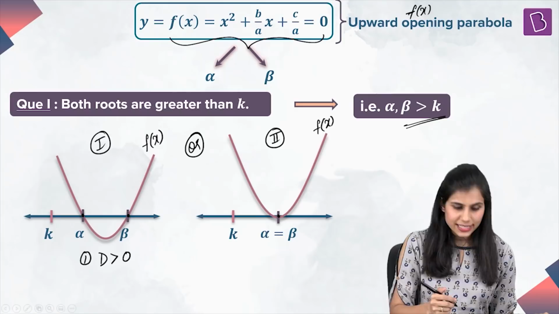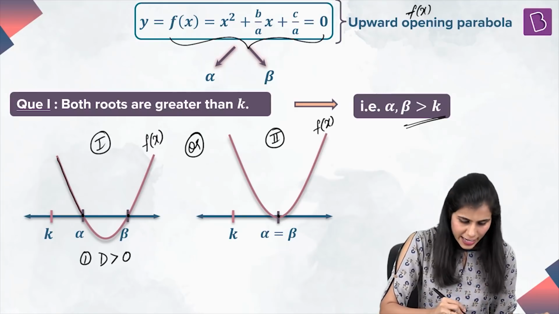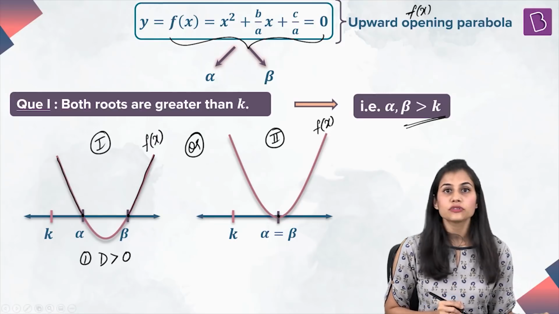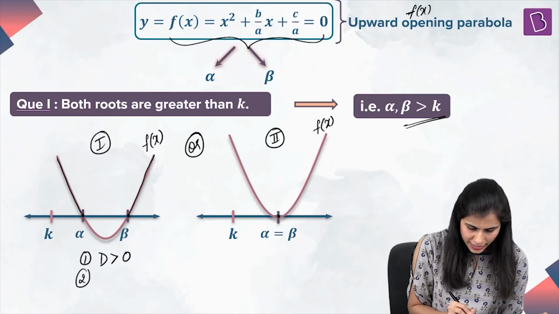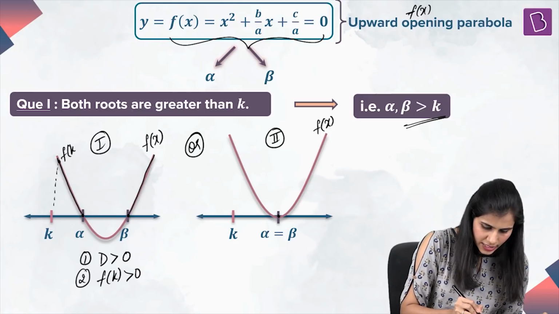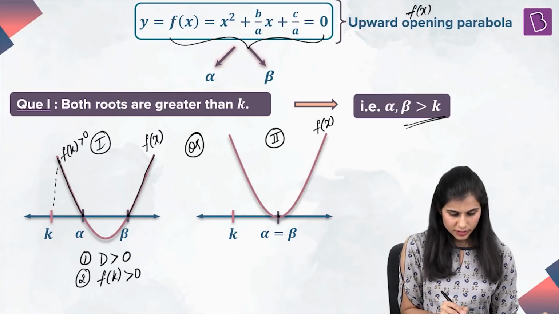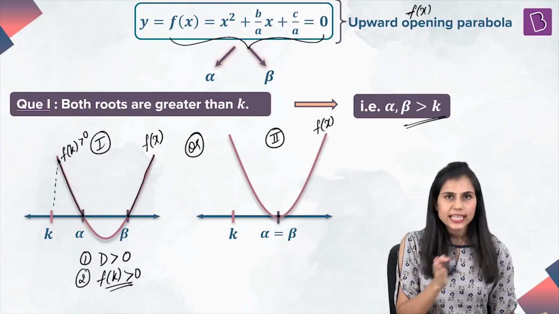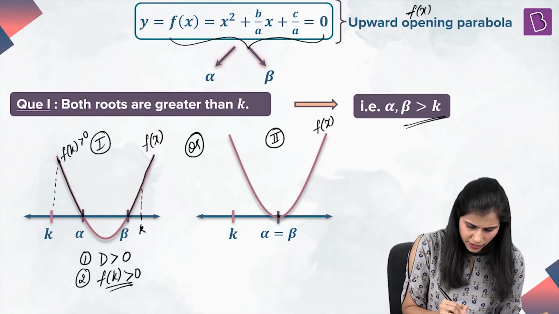You know that f of x is positive for every x lying to the left of alpha, and f of x is also positive for every x lying to the right of beta. So in here, k is lying to the left of alpha. That means definitely f of k is positive. Do you agree? This is f of k somewhere here, which obviously is positive, right? But f of k positive doesn't imply that k is lying to the left of alpha. f of k positive can also mean k is lying somewhere here. Here also f of k is positive.